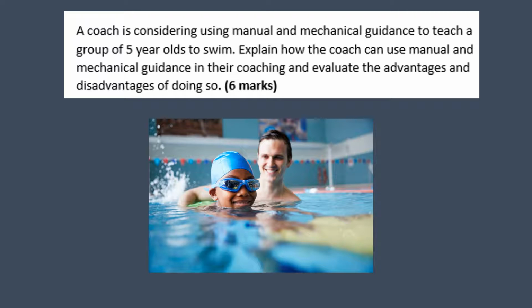A coach is considering using manual and mechanical guidance to teach a group of 5-year-olds how to swim. Explain how the coach can use manual and mechanical guidance in their coaching and evaluate the advantages and disadvantages of doing so. This is a 6-mark question, so we get 2 marks for AO1, which are our points or showing knowledge, 2 marks for AO2, which are our explanations and evidence and examples, and 2 marks for AO3, which are our evaluations.